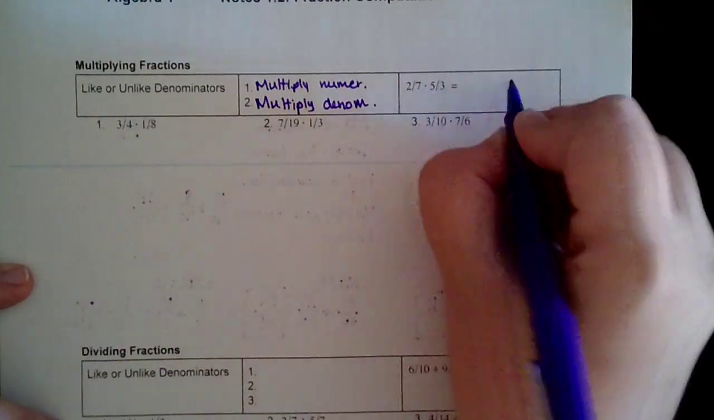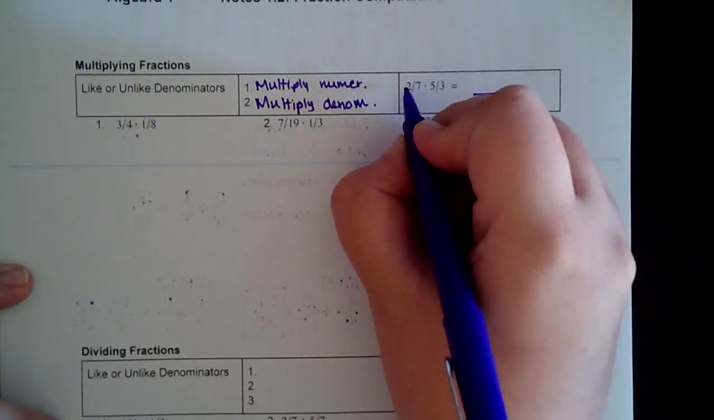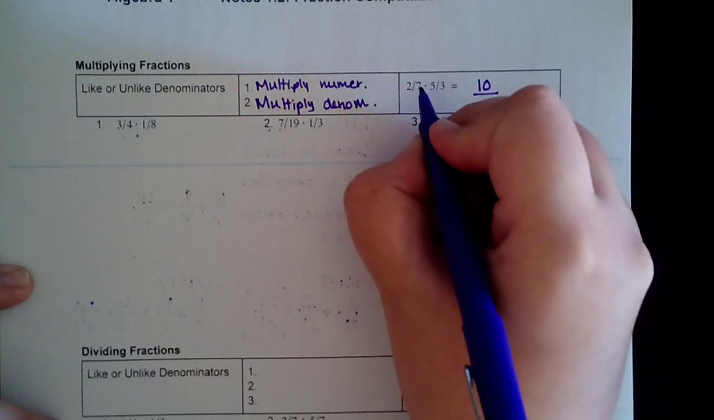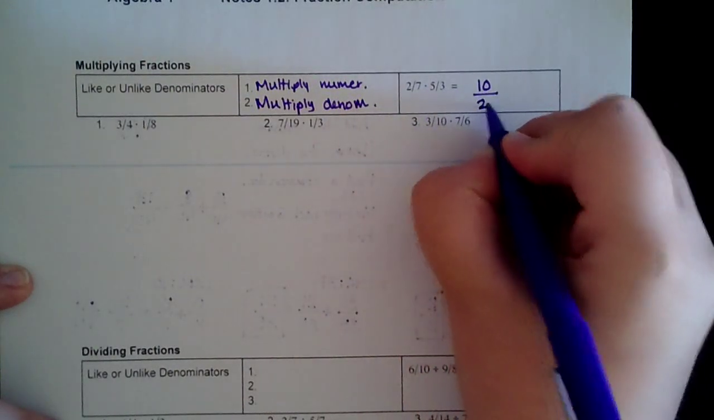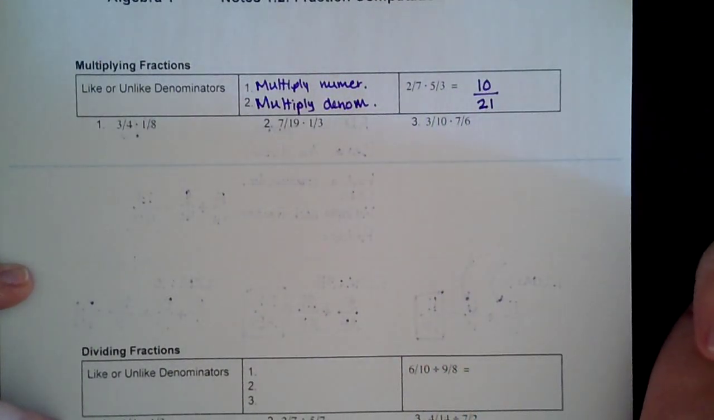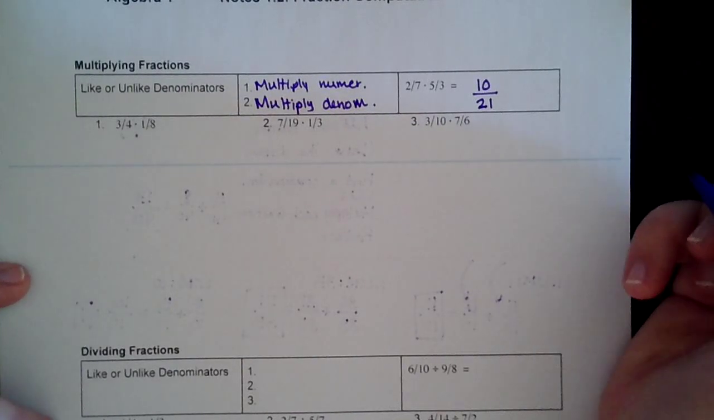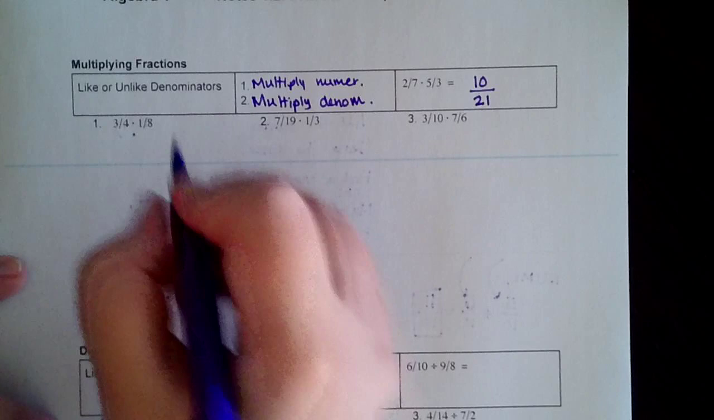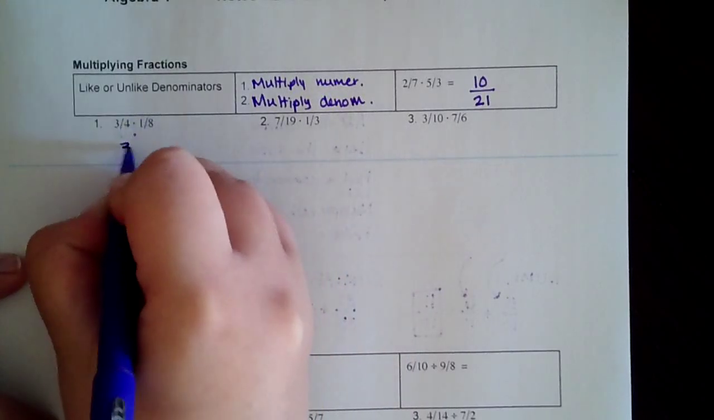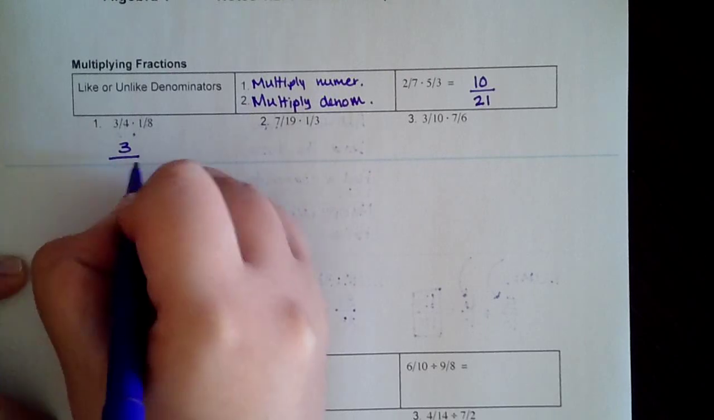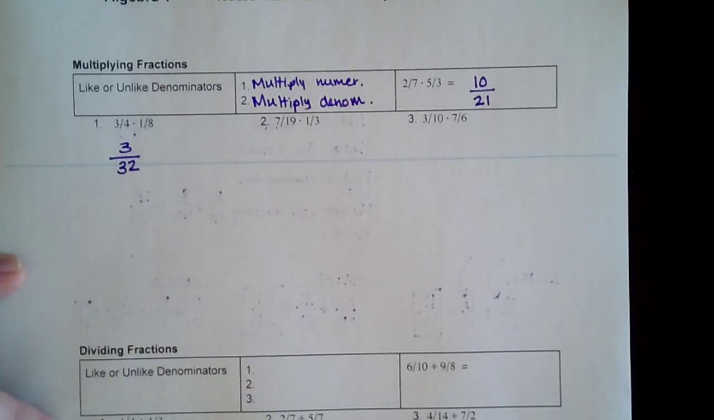So in order to get my final fraction here, I'm going to multiply the numerators. 2 times 5 is 10. 7 times 3 is 21. And then reduce if necessary. In this case, I don't have to. You can go ahead and try the next ones or follow along with me. 3 times 1 is 3. 4 times 8 is 32. Took me a minute there.